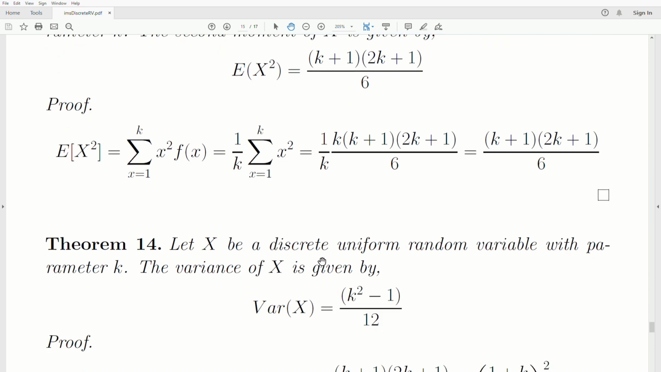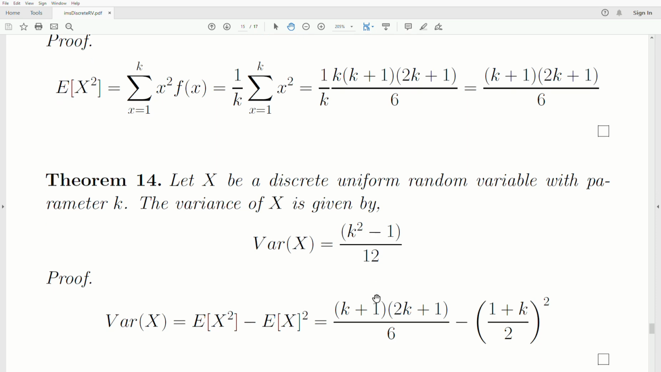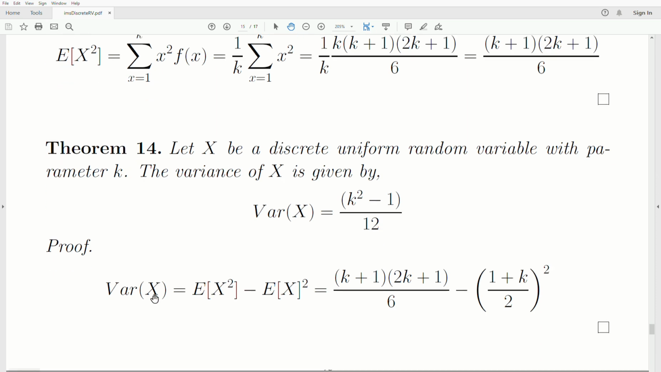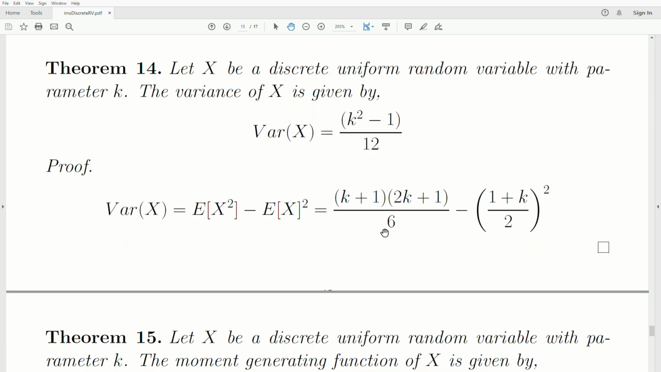Now let x be a discrete uniform random variable with parameter k. The variance of x is given by (k squared minus 1) over 12. And a quick proof of that: the variance of x, or the second central moment of x, is the expected value of x squared minus the mean squared. And we plug in the values that we achieved in the previous theorems, simplify, and then the result follows. I'm not going to go into detail of that.